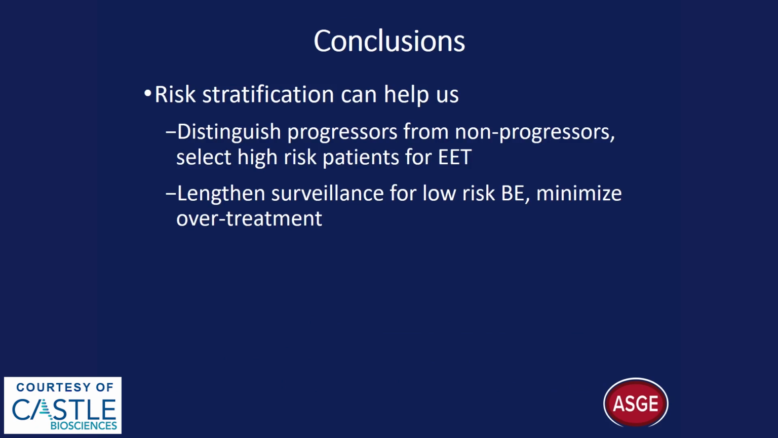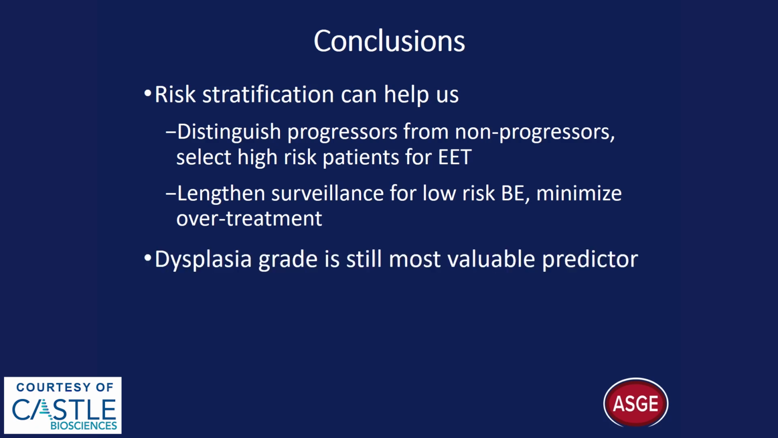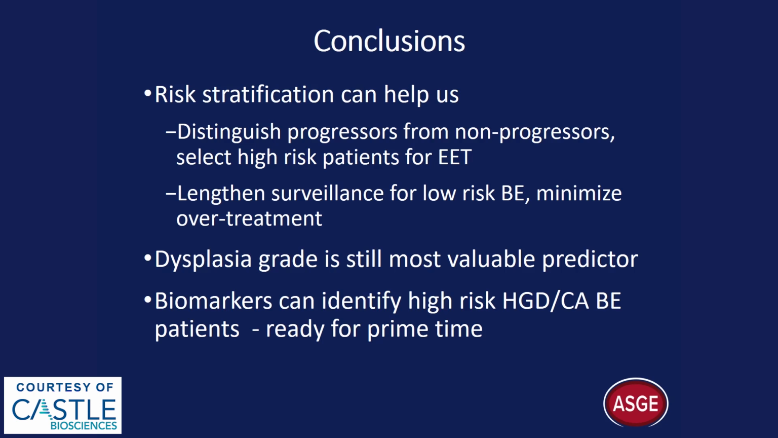In conclusion, risk stratification can help us distinguish progressors from non-progressors, select high-risk patients for endoscopic therapy, and lengthen surveillance for low-risk Barrett's and minimize overtreatment. Dysplasia grade by pathology slides and expert pathology is still the most valuable predictor, but biomarkers can help identify high-risk patients who are ready for potentially endoscopic therapy versus continued surveillance. TissueCypher in particular is ready for prime time.